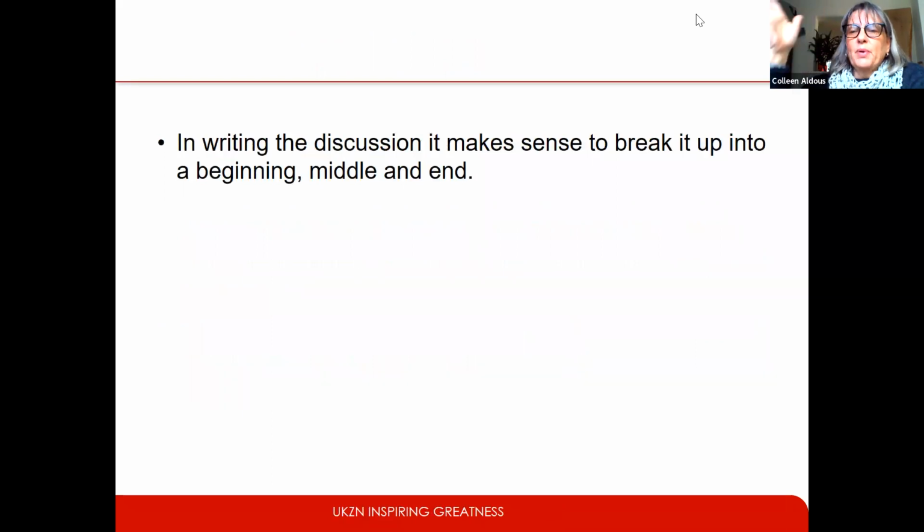So let's get practical now. It seems to make sense to write the discussion very much like we wrote essays at school: a beginning, a middle, an end. And let's break it up to see what should be in those sections. And these are not 3 paragraphs, these are 3 sections. So the beginning can be 1 paragraph, your end can be 1 or 2 paragraphs, and your middle can be several paragraphs, depending on how you are going to present your work.